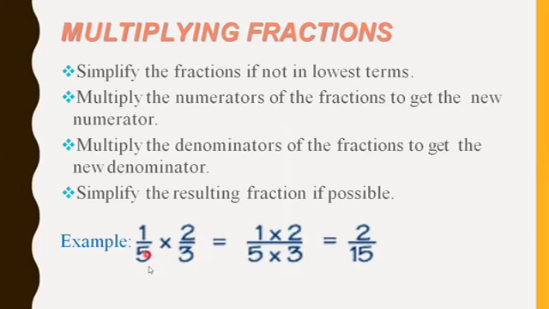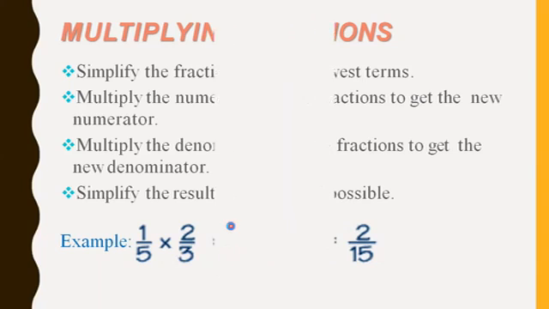Before we have seen a fraction with a whole number. Now if they give 2 also as a fraction, how will you multiply? First you should multiply the numerators, 1 into 2. Next you should multiply the denominators, 5 into 3. So 1 into 2 by 5 into 3. 1 2s are 2, 5 3s are 15. In this way we will multiply the fractions.